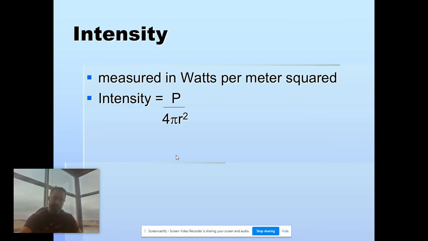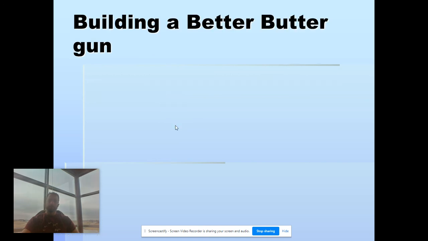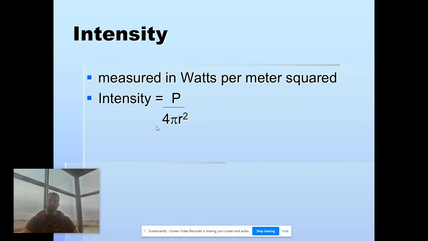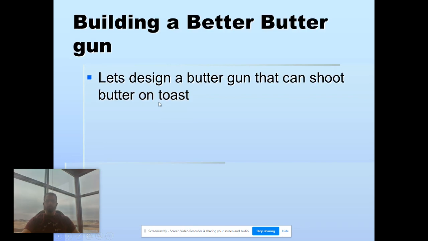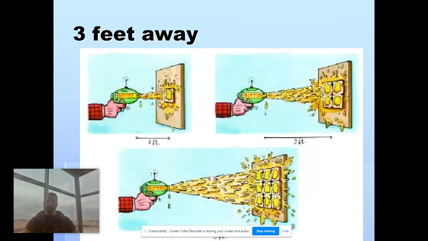Same kind of thing as, I love pointing with my hands, like you can see. So it's the same kind of thing right here. The power, that's like how much butter there was, divided by the radius squared, or the distance you are from the toast squared. So if you're 3 feet away, that's 1/3 squared, right? So the power of the sound divided by 4 pi times the distance you are from that sound squared. So it gets weaker with a squared factor, just like we see here.